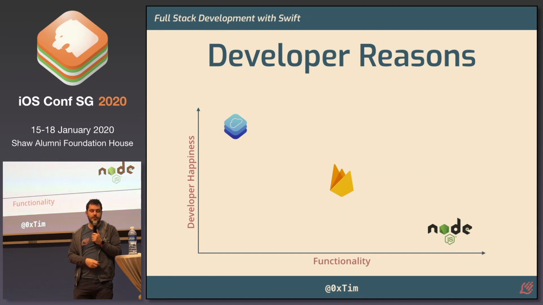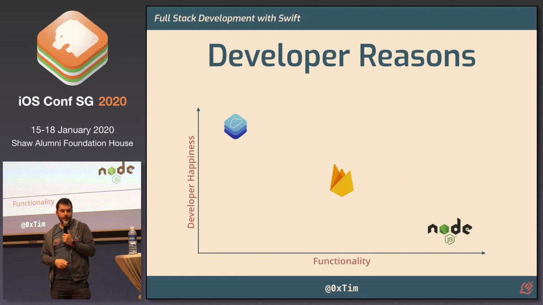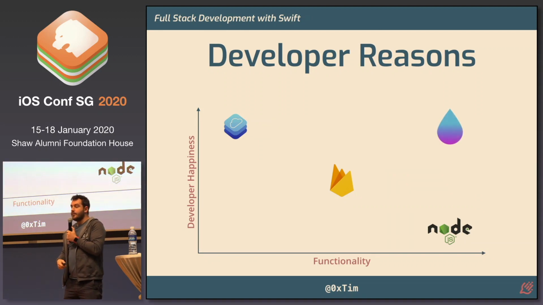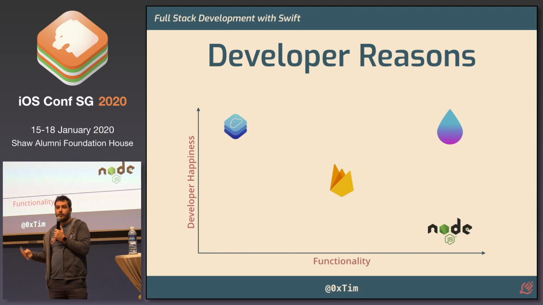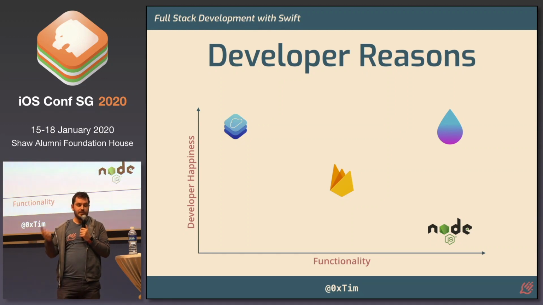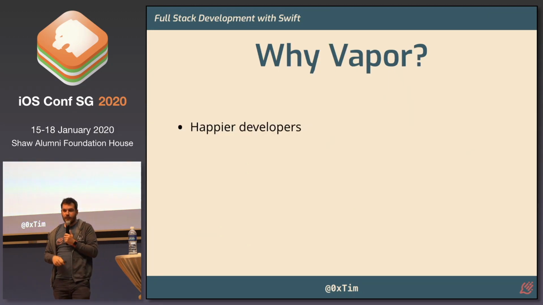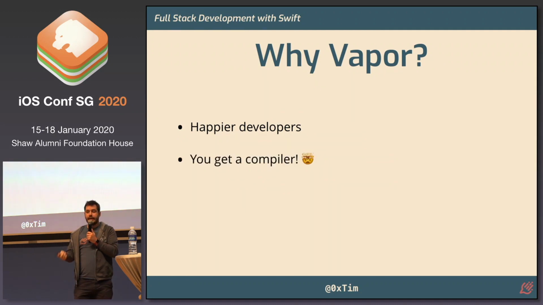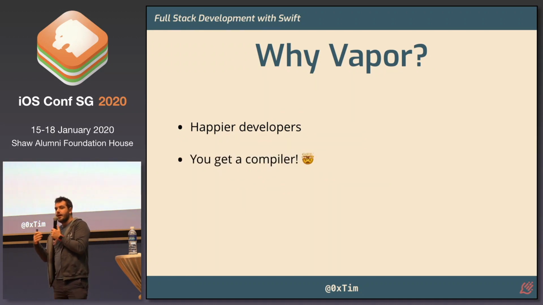You have to context switch, and you're not using Swift. So there is a solution, which is Swift, because you have all the functionality, because it's a full web framework using Vapor, but you get to keep using Swift, so your happiness is way up there. You also get a compiler.